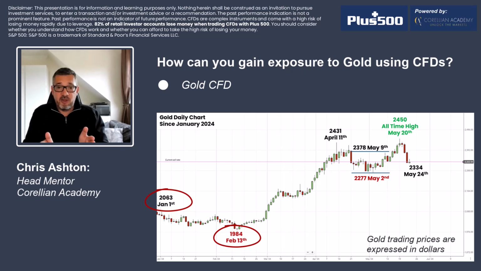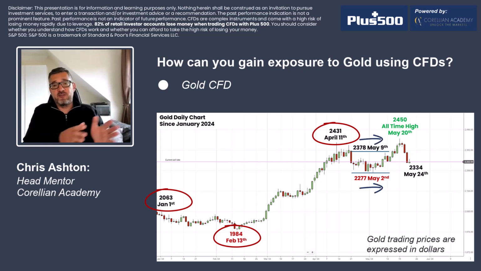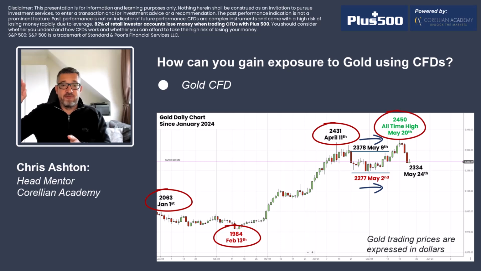1,984 in early February, gold steadily increased to a high of 2,431 on April the 11th. It cooled off briefly to range trade between 2,277 and 2,378 before soaring back above 2,400 again in the last week, where it hit a new all-time high at 2,450 before quickly reversing back lower.